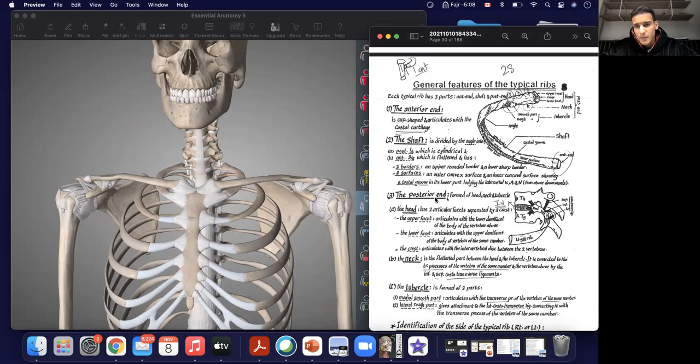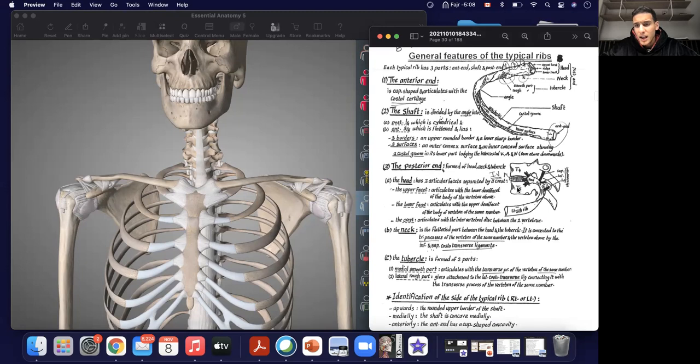This is for the shaft. The posterior end, on the other hand, as we said, has two articular facets separated by a crest, which articulates with the intervertebral disc. The upper facet, lower facet, the crest.